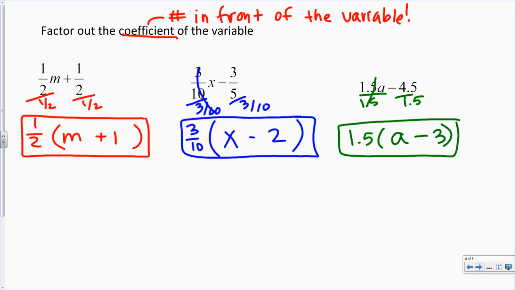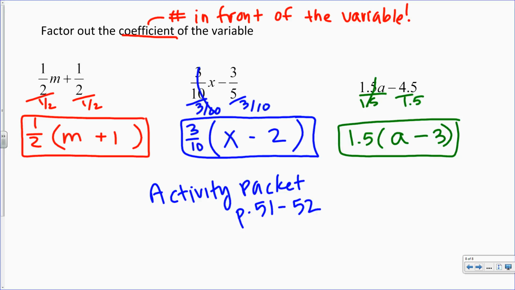So for your assignment for factoring, instead of doing the page in the book, I want you to look in your activity packet, and there is a page in there that you're going to work on, on pages 51 through 52, and you're just going to work through that, and that will be your homework for this. And there is no homework quiz, so that will be your assignment. So go ahead and work on that, and let me know if you have any questions.